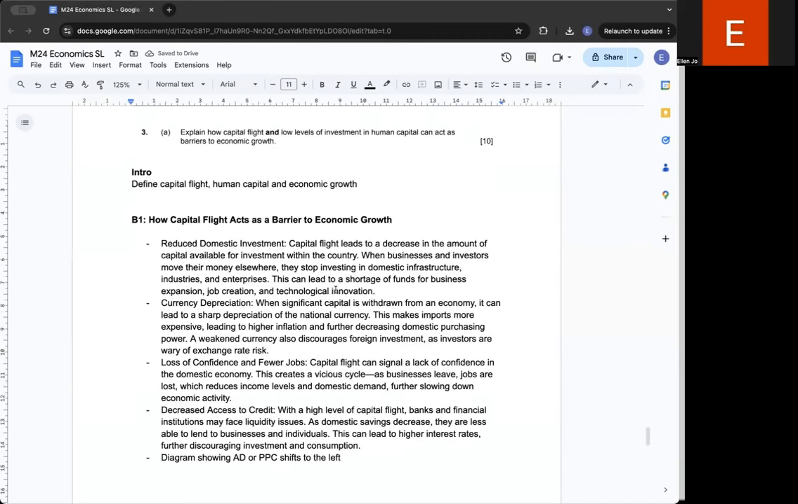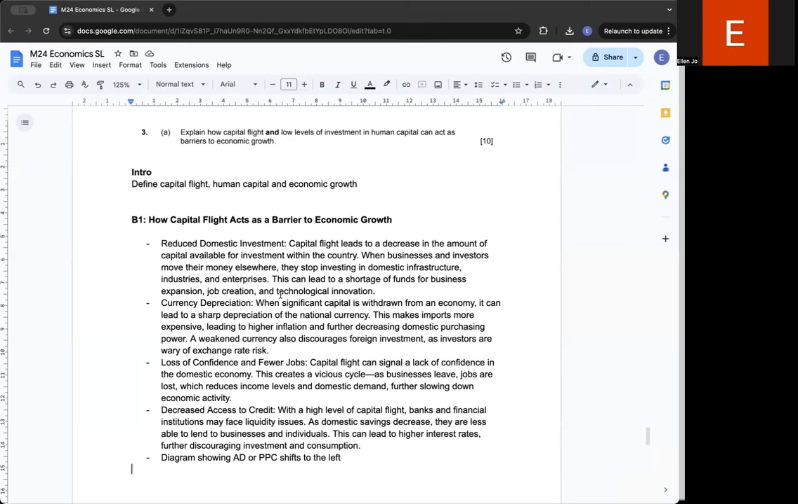First, in body 1, you can focus on explaining how capital flight acts as a barrier to economic growth. First, capital flight leads to a decrease in the amount of capital available for investment within the country. So when businesses and investors move their money elsewhere, they stop investing in domestic infrastructure, industries, and enterprises. Therefore, this can lead to a shortage of funds for business expansion, job creation, and technological innovation.